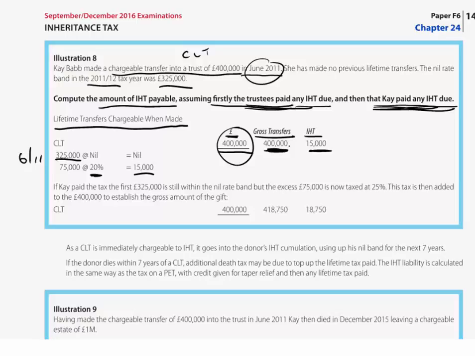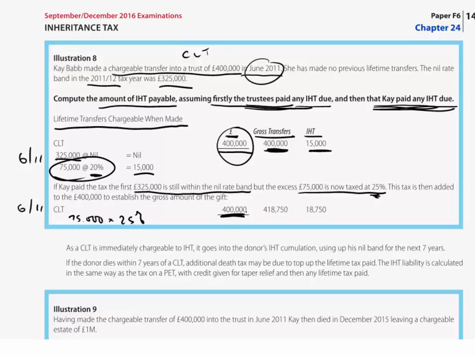If, on the other hand, you'd been told that the donor paid the tax, K paid the tax, or indeed that the question was entirely silent over who paid the tax, you would then assume that the donor paid. So if K paid the tax, yet again, the first 325,000 is still within the nil rate band, and that is therefore nil. But now the 75,000 would be taxed at 25%. So in this calculation, it would now read 75,000 at 25%. This again is the same June 2011 CLT.